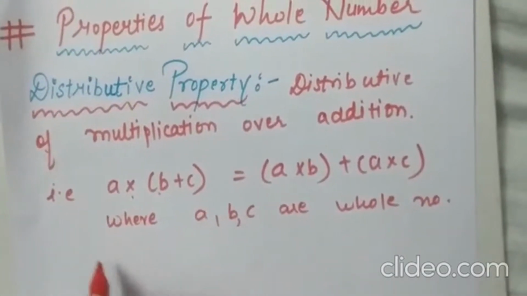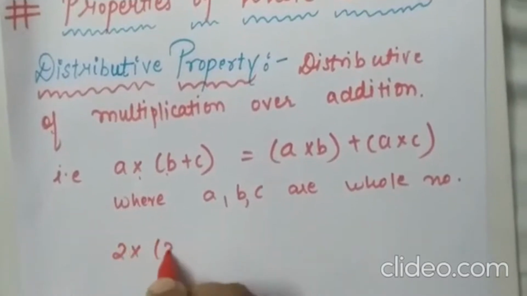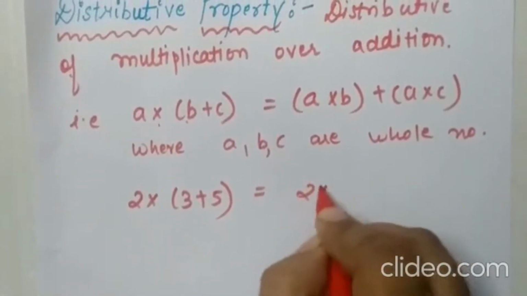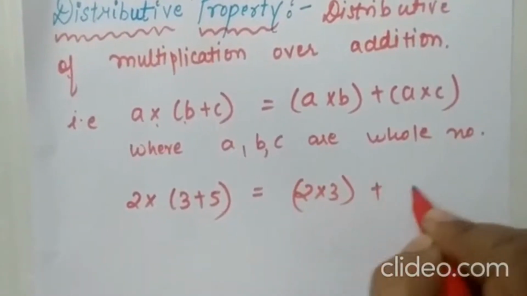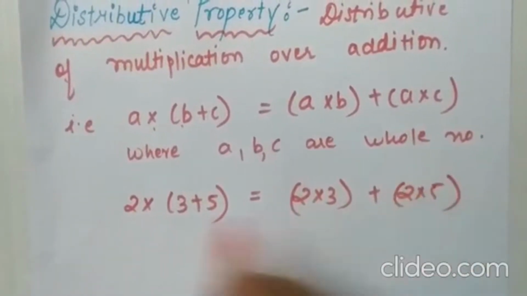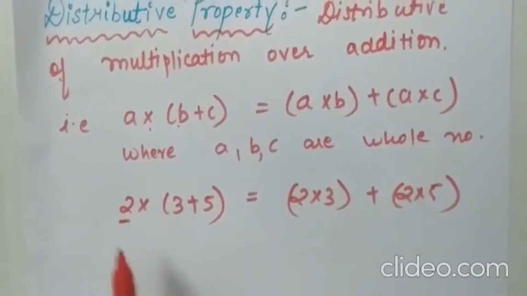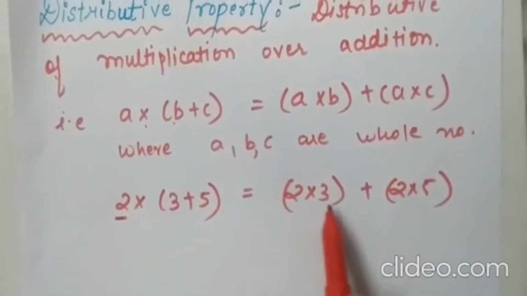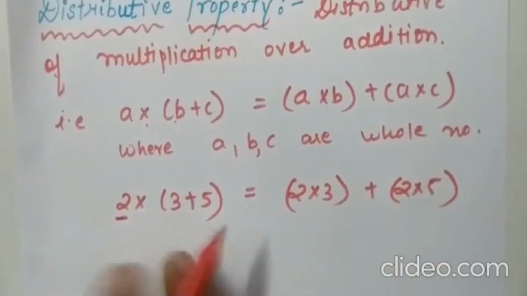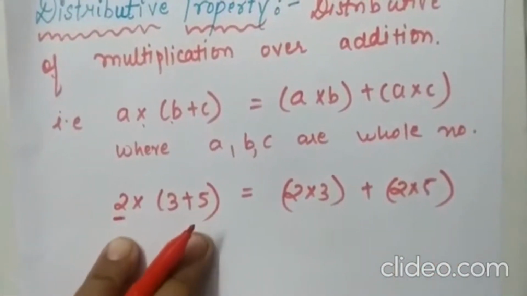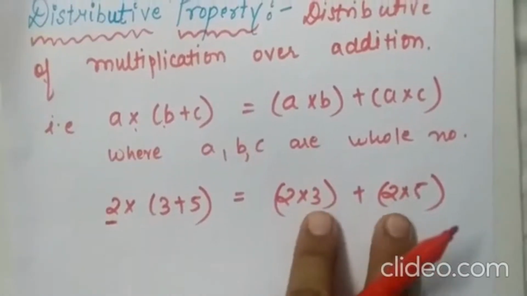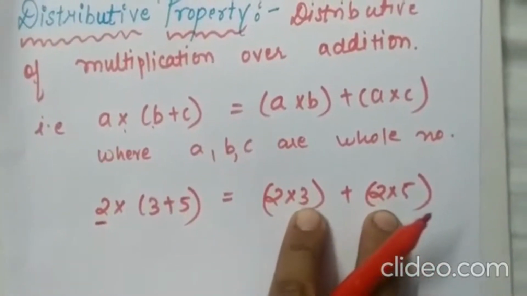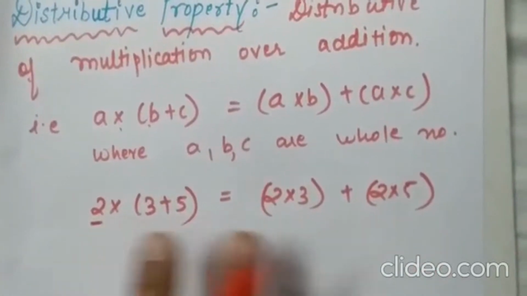We'll take one example. 2 into (3 plus 5). So how can we write this? 2 into 3 plus 2 into 5. Here 2 is the common whole number which is multiplied over the addition of 3 plus 5. So we can write 2 into 3 plus 2 into 5. If I solve this directly, then I will get the same answer, and if I use the identity, then also I will get the same answer. So I am solving both without the identity and with the identity.